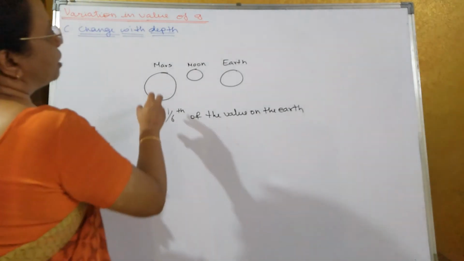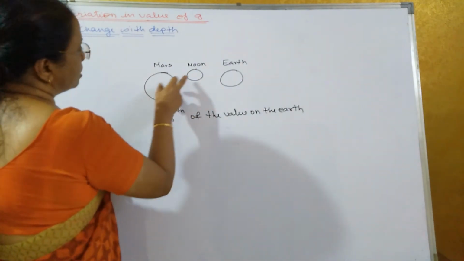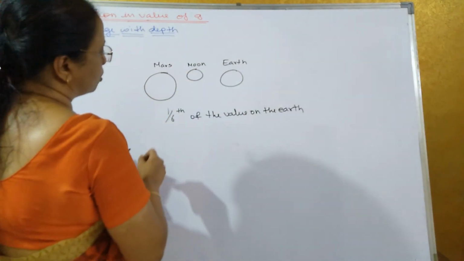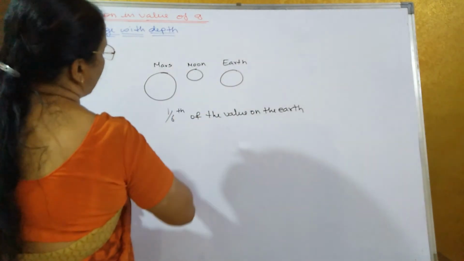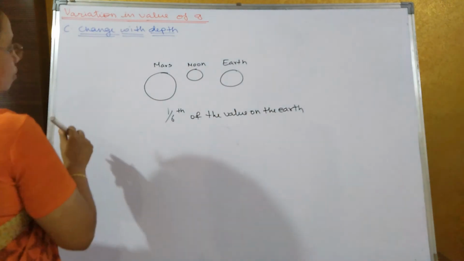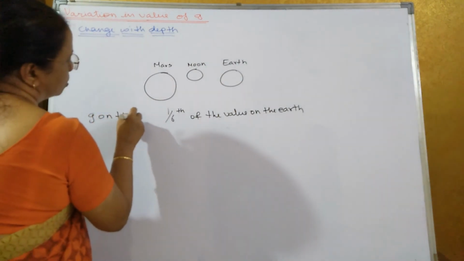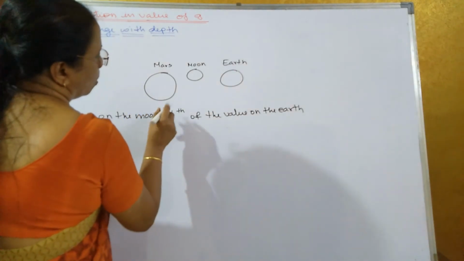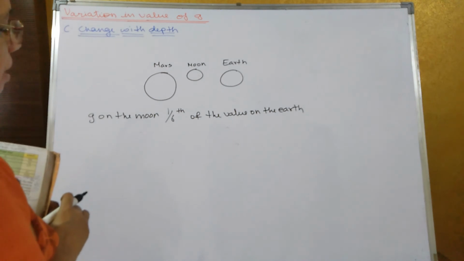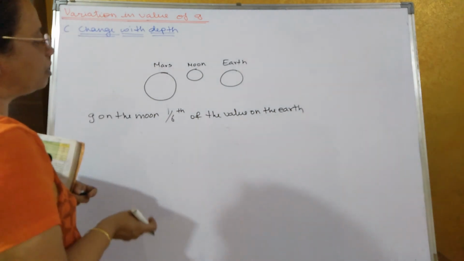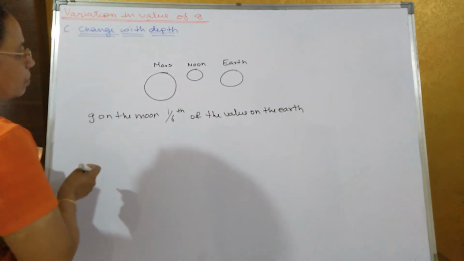Now the masses of the different planets and that of the moon are different, and in the same way the radii of the different planets and the moon are also different. Therefore the value of g is different on all the planets and the moon. The value of g on the moon is how much? 1/6 of the value on the earth. If we apply the same force on the moon, we will jump 6 times higher as compared to that on the earth.